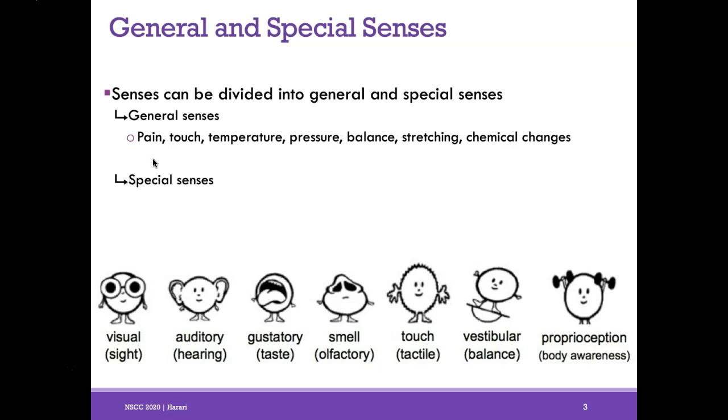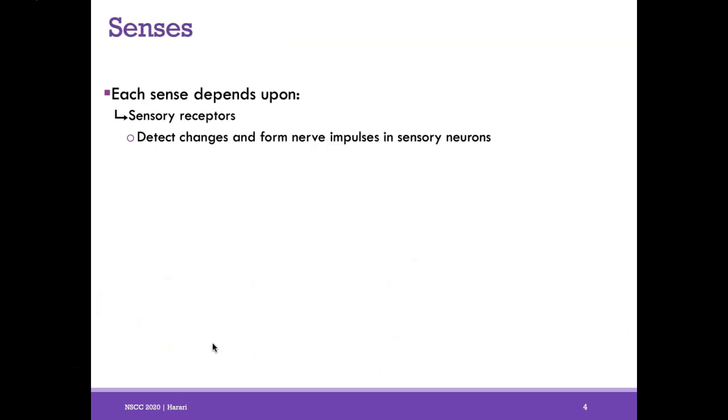The special senses are what you're familiar with when you talk about the sensory system. So taste, which is also known as the gustatory system, smell, or the olfactory system, vision, hearing, and equilibrium. Those are the special senses. So these are associated with a specific sense organ. And each sense depends mostly on the sensory receptor.